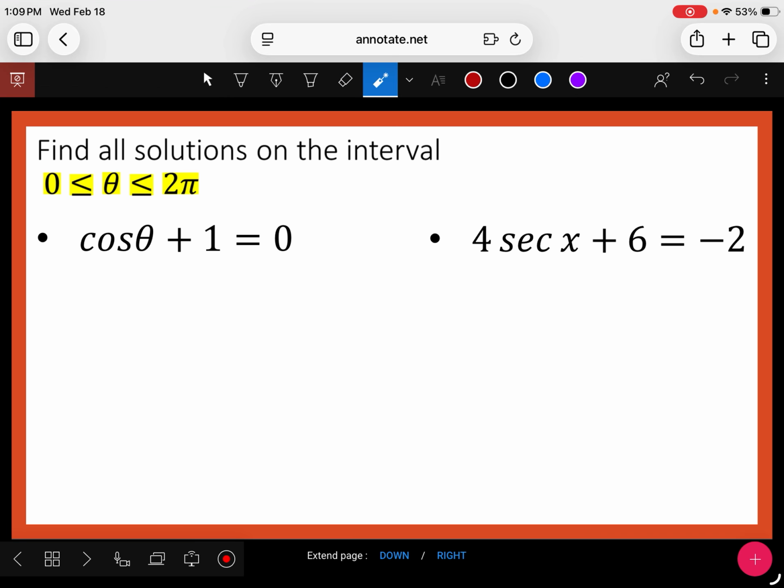All right, let's go ahead and look at the next 2. Go ahead, copy those 2 down. Same thing, 0 to 2 pi. Go ahead and copy down these next 2.